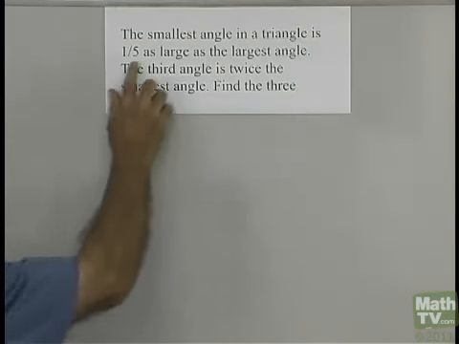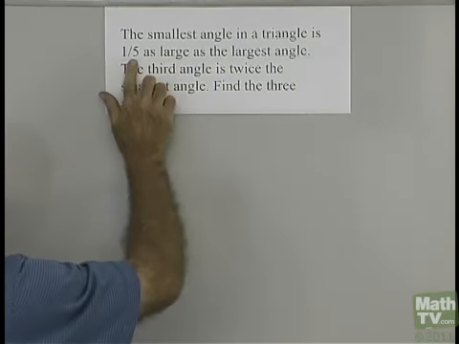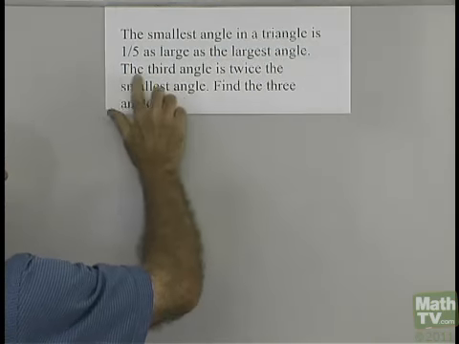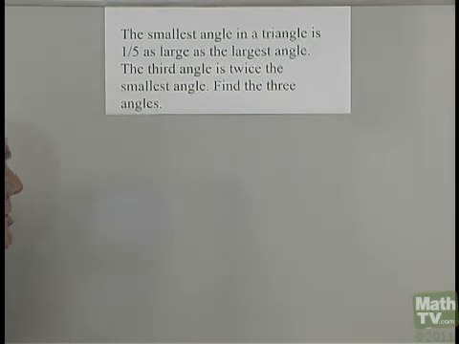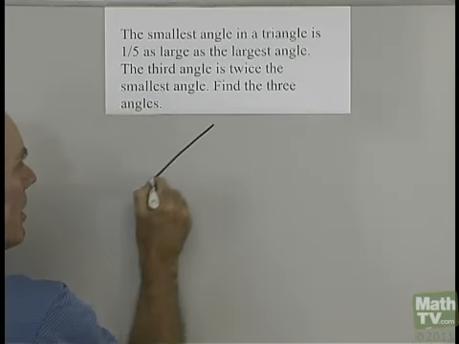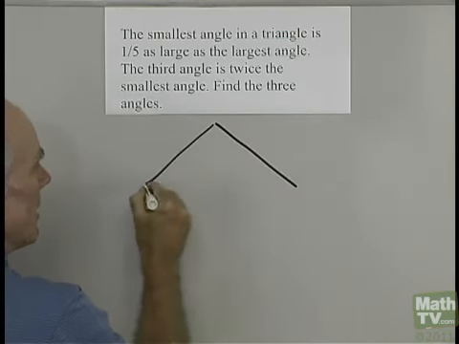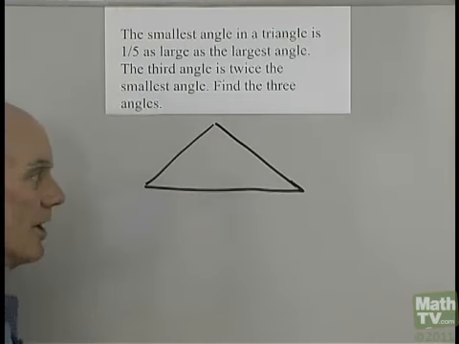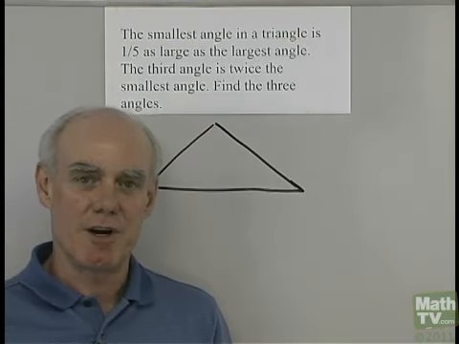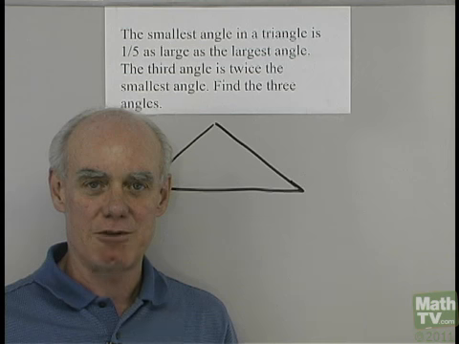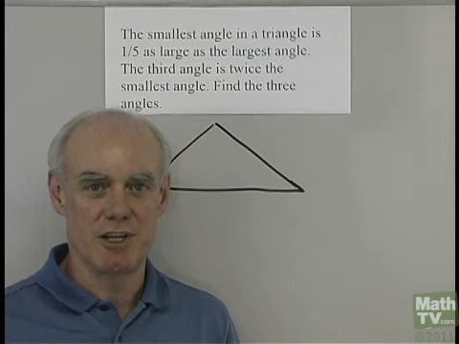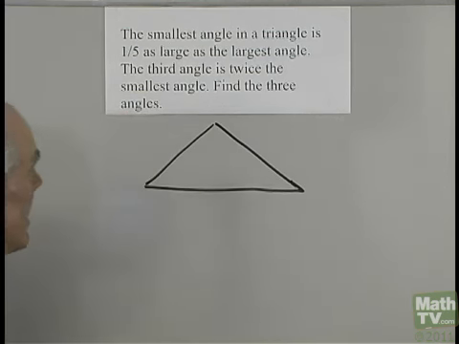The smallest angle in a triangle is 1/5 as large as the largest angle. The third angle is twice the smallest angle. Find the three angles. So I'm going to start this problem by drawing a triangle that I'm going to use to label the variables for this problem. Now, it's okay that this triangle isn't accurate. I'm just using it so I can draw some labels in.